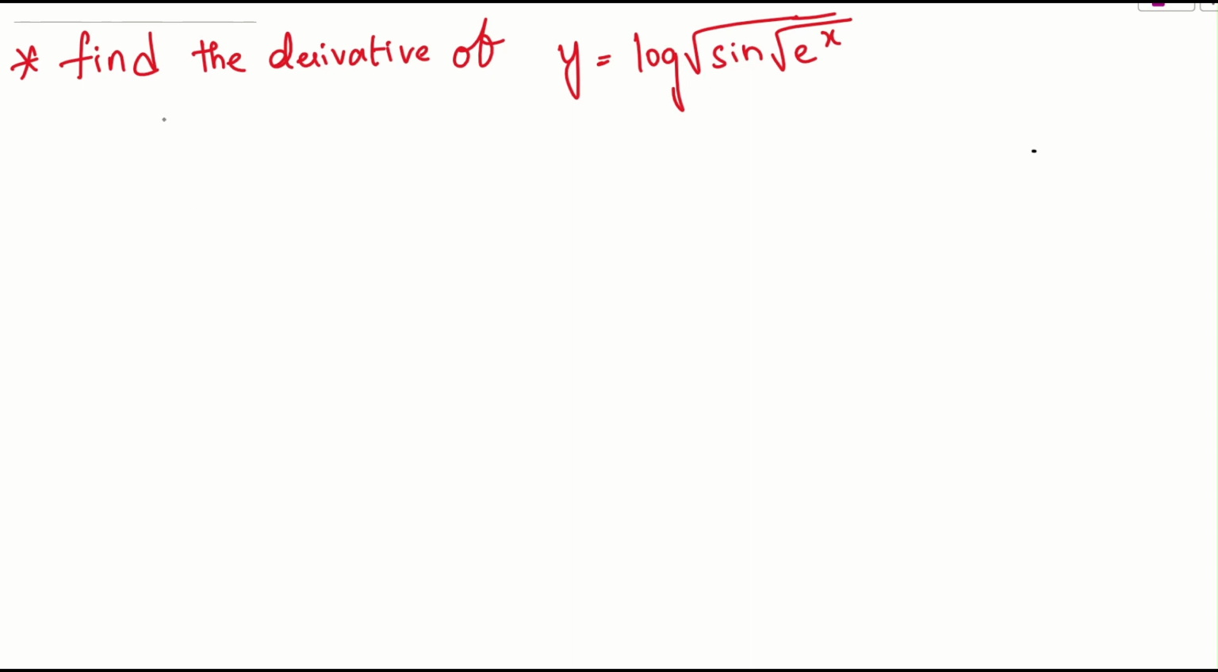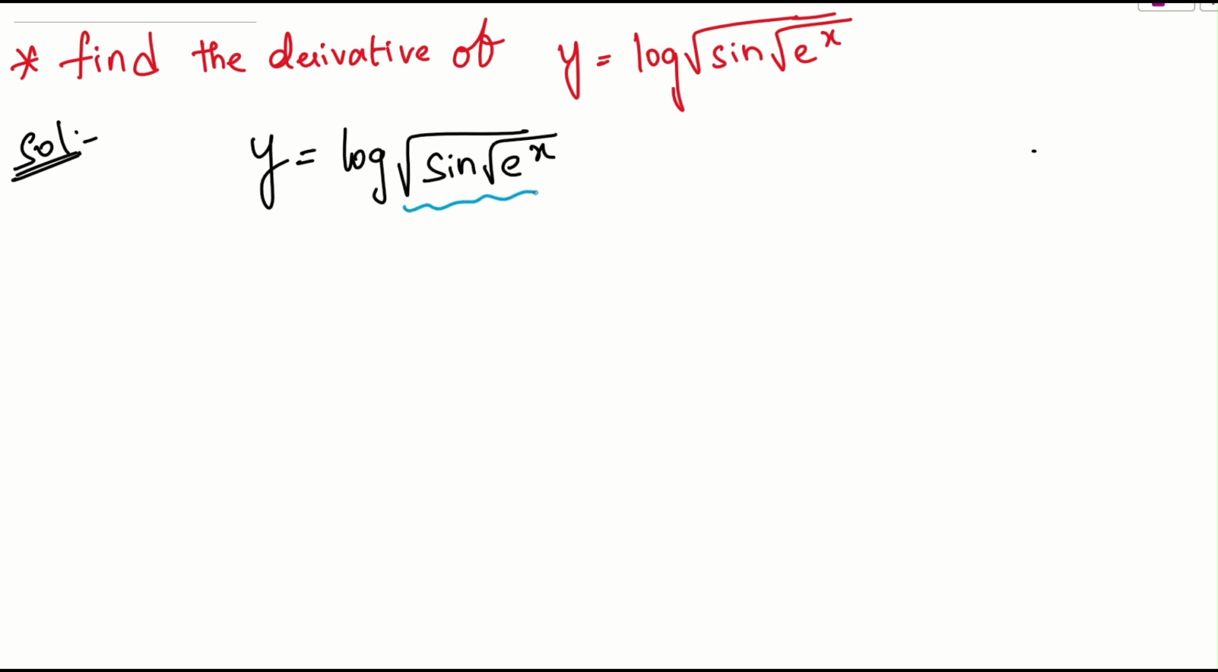Yeah, this problem: find the derivative of y. Let me write it down. This is easy only. If you try, obviously you will get it. What is y here? y equals log of root of sine of root of e power of x. So what I will suggest is, let me do it step by step. Simply take it as a capital X.